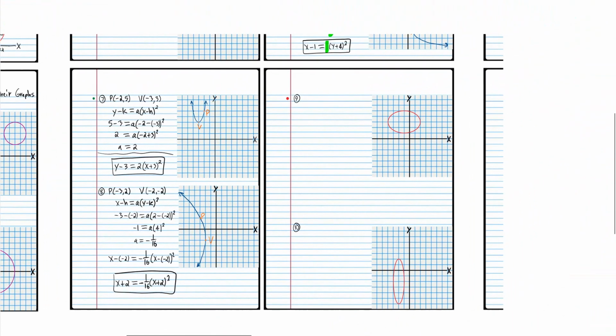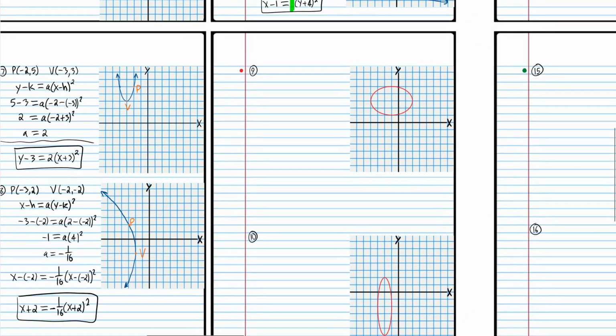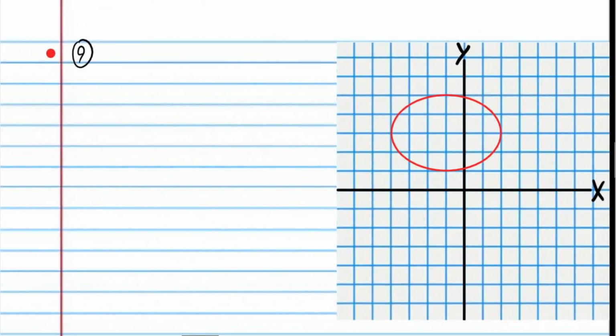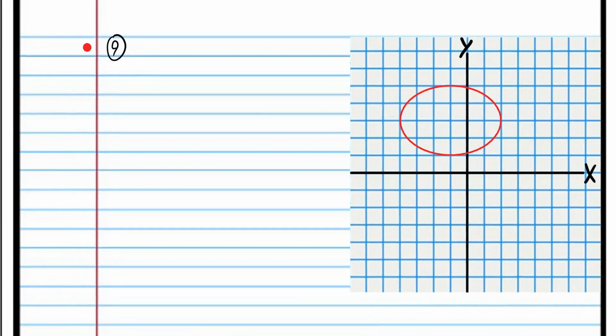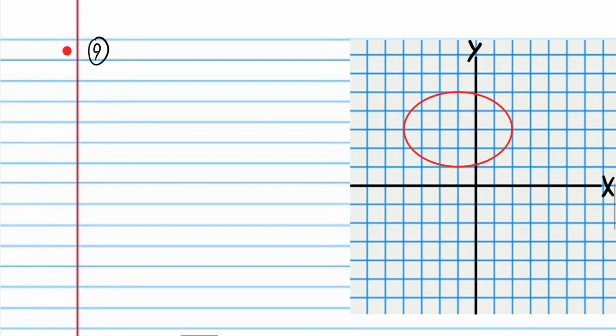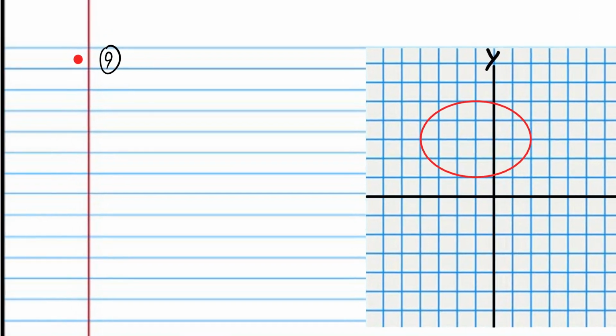Okay, so now we're moving on to ellipses. Now again, you should have equations right in front of you, the pictures on your phone or written down somewhere. So you should know what the standard form of these equations looks like. So let's write the center of the ellipse. The center is negative 1, 3, it looks like.